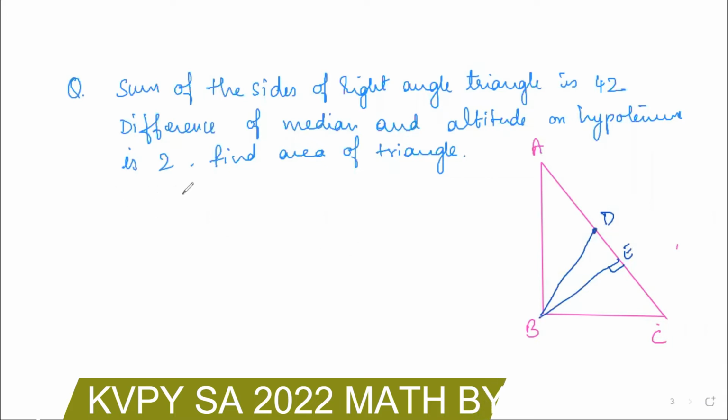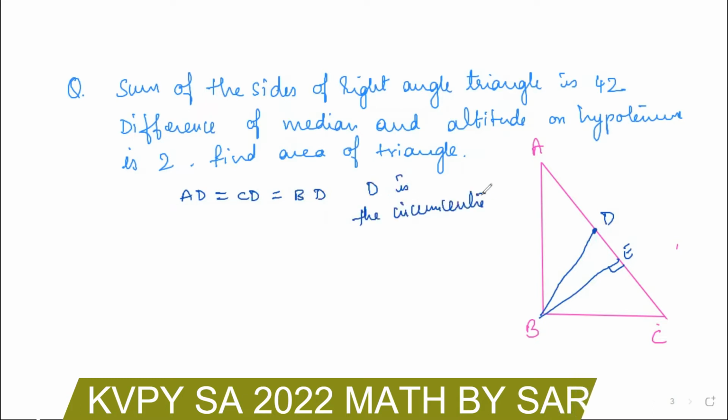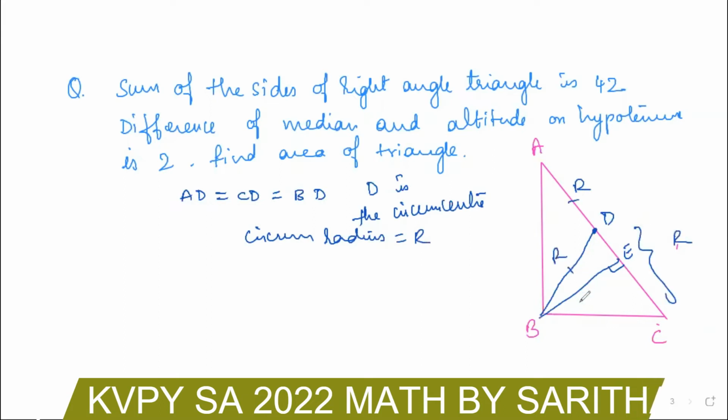So we know that AD will be equal to CD will be equal to BD, since D is the circumcenter. So generally circumradius is denoted by capital R. Let's say this is R and this is also R here, and then BD is also R. And let us assume this to be some x.